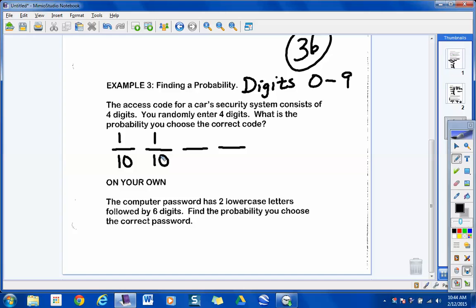What's the probability I get the third one right? 1 out of 10. What's the probability I get the fourth one right? 1 out of 10. Oops, didn't need to put another bar there. 1 out of 10.